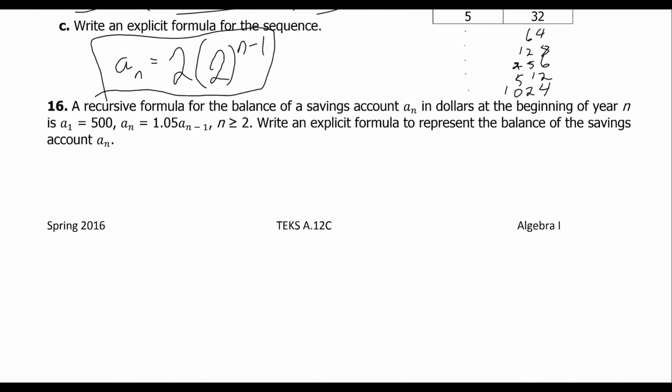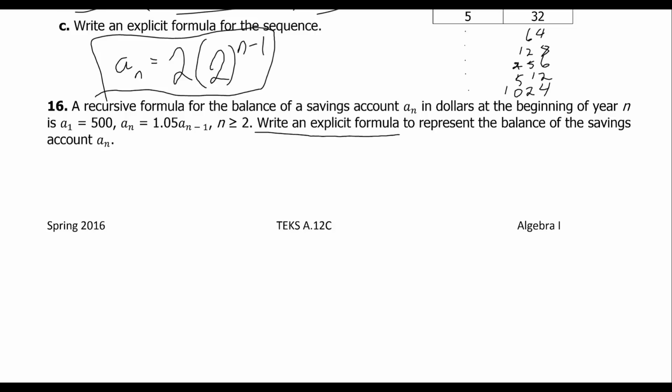A recursive formula for the balance of a savings account, A sub n in dollars, at the beginning of year n is A sub 1 equals 500, A sub n equals $1.05 times A sub n minus 1, and n has to be greater than or equal to 2. Write an explicit formula to represent the balance of the savings account A sub n. Alright, so this is easy. Okay, it just says to write an explicit formula.